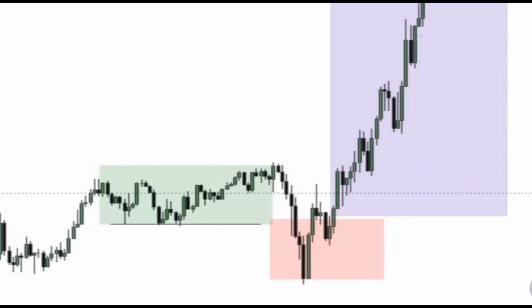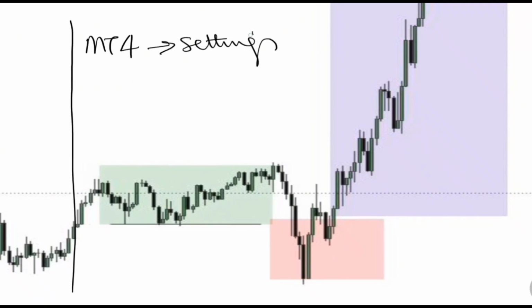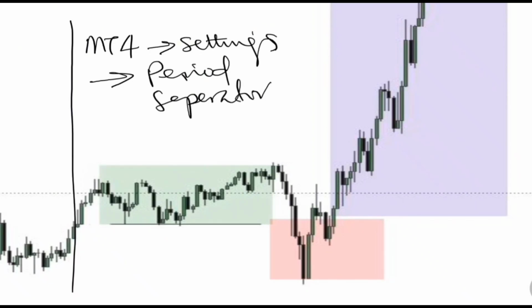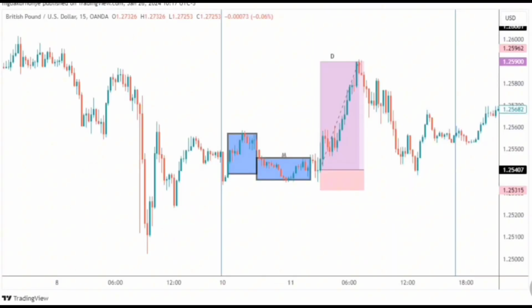It happens every day, and you can see that your period separator is around here. If you want to know how this happens more, you can install your period separator. Go to your MT4 chart. You go to settings, and just activate period separator. What this will do for you is that it's going to separate your chart. The period separator is basically a line that separates one day from another. You can see that here.